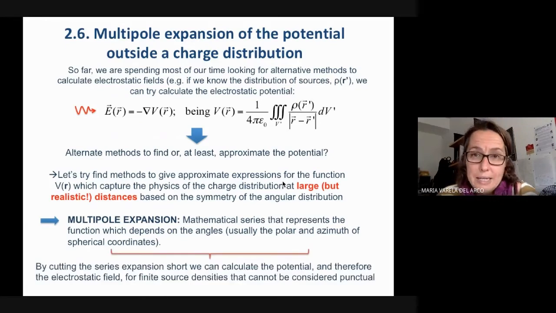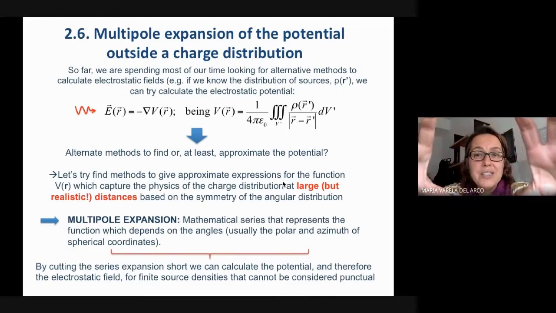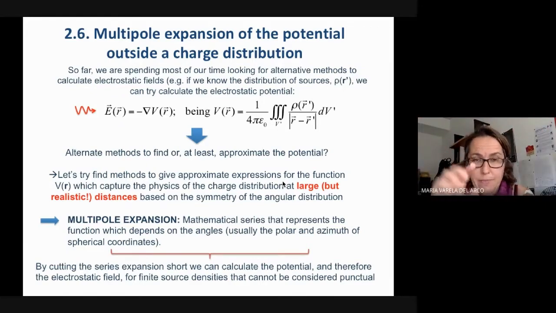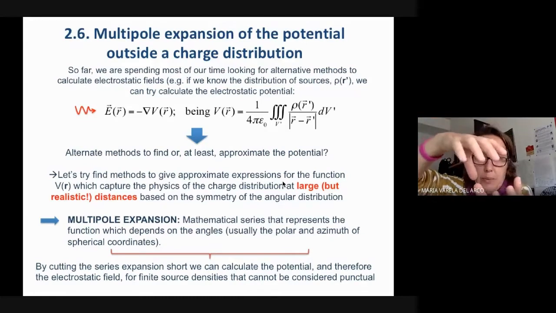So, like I said, every term of my series that we're going to write down right now will be smaller than the previous one. And at some point, we'll just cut the series short and we'll do an approximation to my potential, okay? So, why do we want to do this? Again, because we are trying to calculate the fields associated with distributions of charge that are not punctual. They are not just a point charge, but they have a shape.